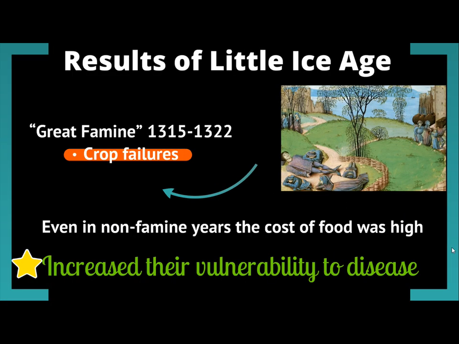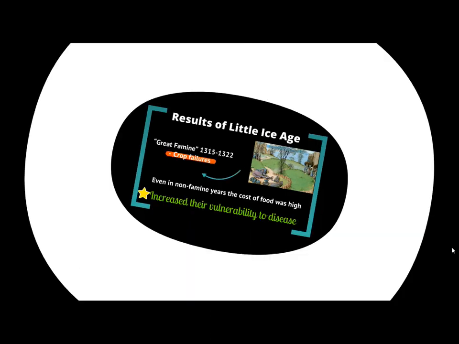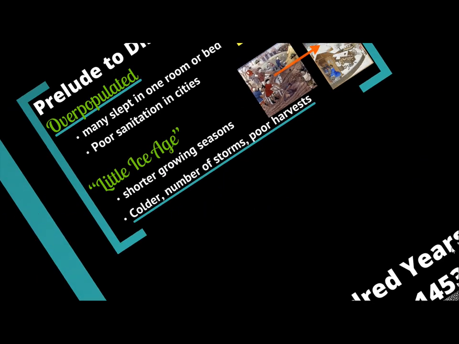The results of the Little Ice Age are not good. They have what's called the Great Famine, which lasts from 1315 to 1322. We see crops failing, and even in non-famine years, the cost of food was going to be high. So now during the famine years, food is extremely expensive. We see an increase in vulnerability to disease. This just makes sense. When people are not receiving the proper nutrients, their bodies can't fight off disease as well, right?